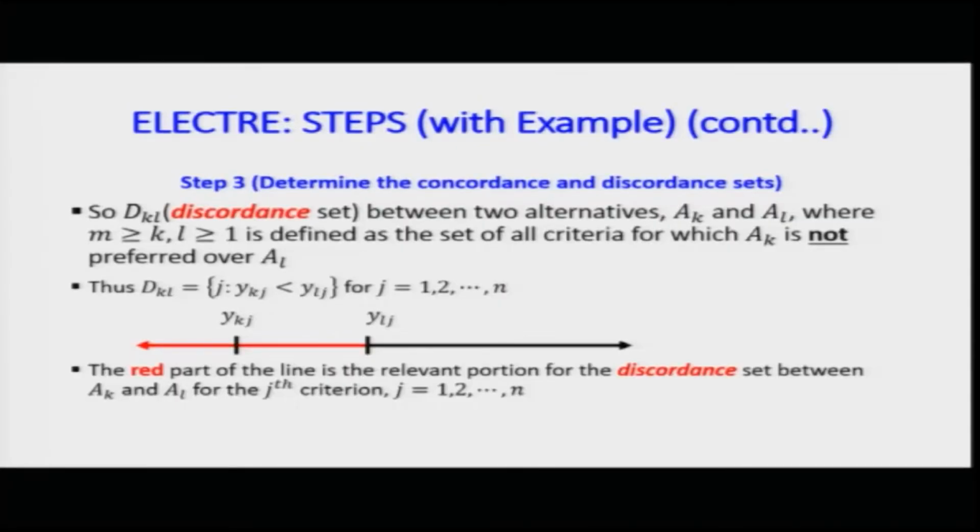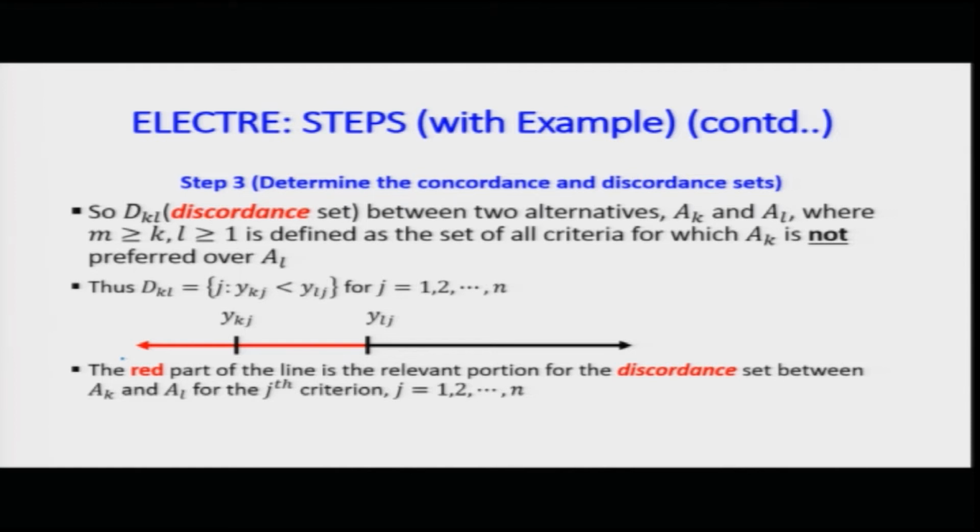Now, what is the discordance set? Based on the discordant index we have the discordance set. The discordance set between two alternatives, again the same alternatives Ak and Al, would be defined as the set of all the criteria for which Ak is not preferred over Al. In the first case Ak was preferred with respect to Al, that is why you put it in the C set, and when Ak is not preferred with respect to Al, we put it in the D set. As I said, the red line on the left, the further you go, the higher the value of the discordant index, and it will definitely come in the D set.